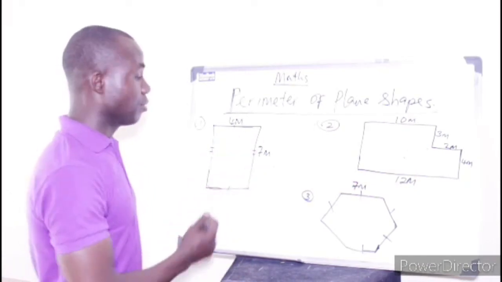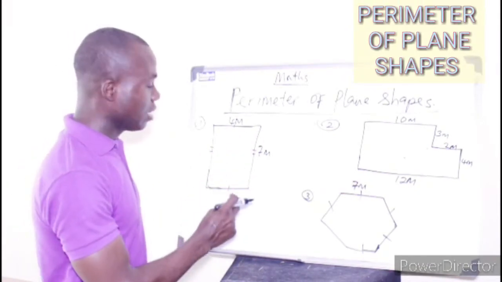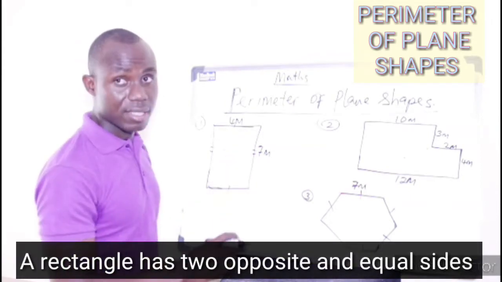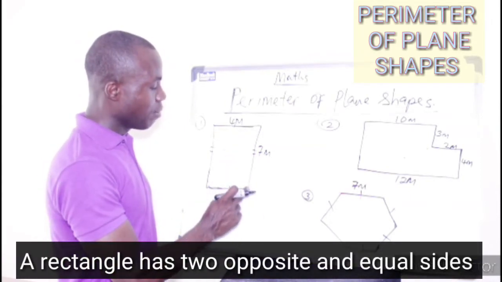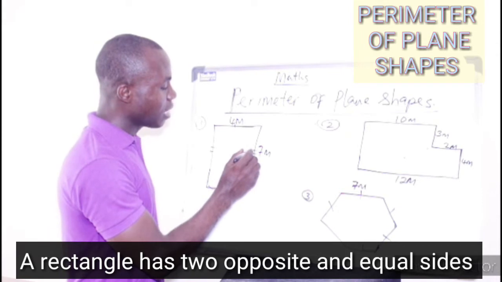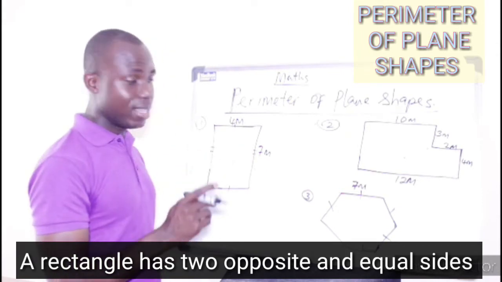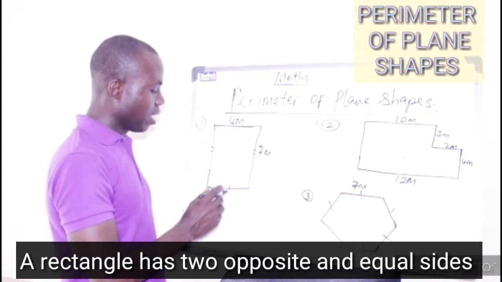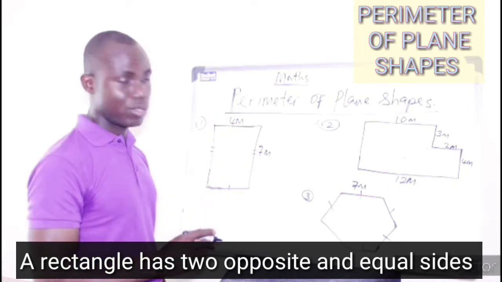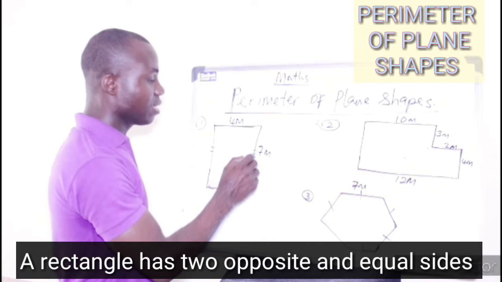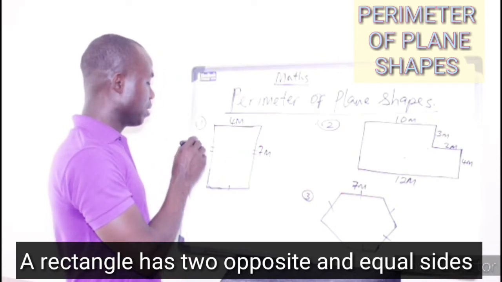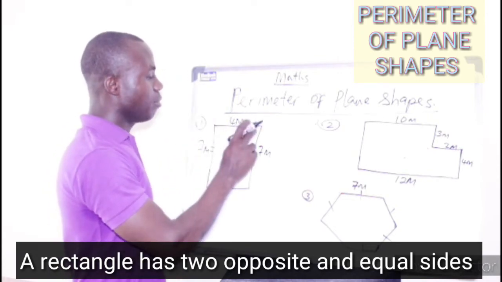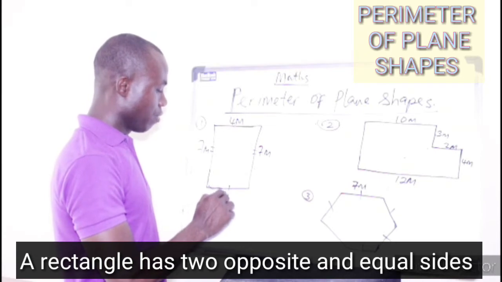Now this is a rectangle. A rectangle has two opposite equal sides. You see a sign here, the same sign here and here, they are the same. That means they are equal. You also see one line here and here, it means they are also equal. In that case, if here is 7 meter, this is also 7 meter. If here is 4 meter, this is also 4 meter.